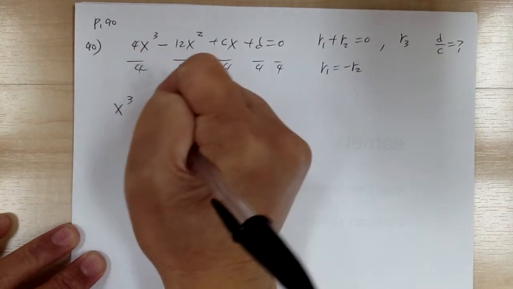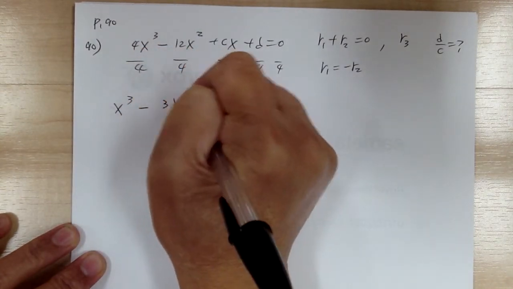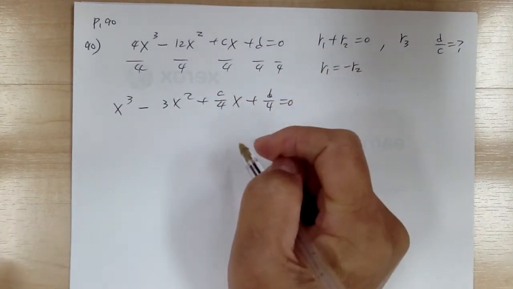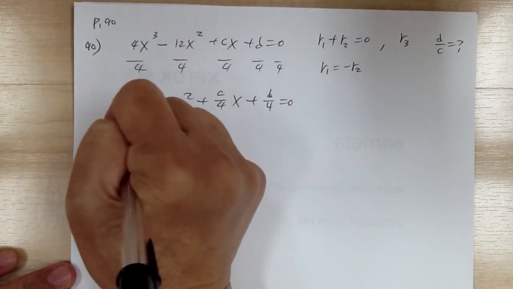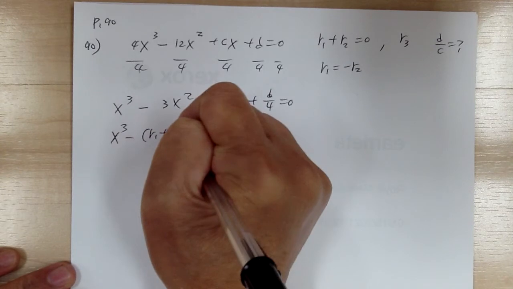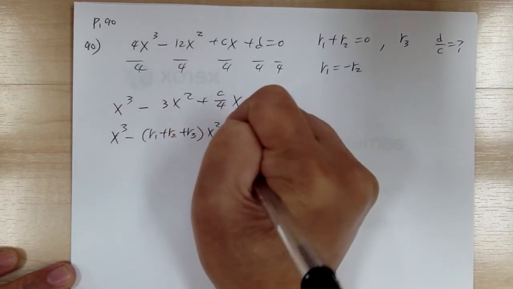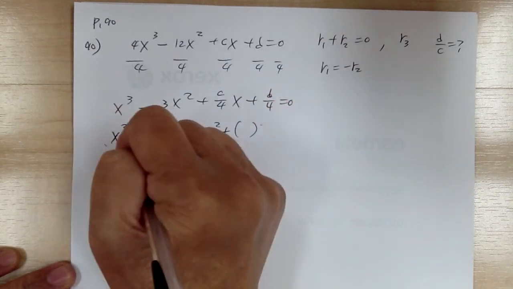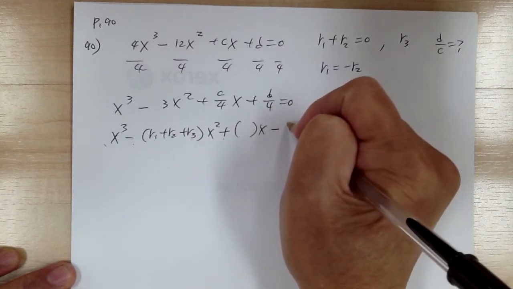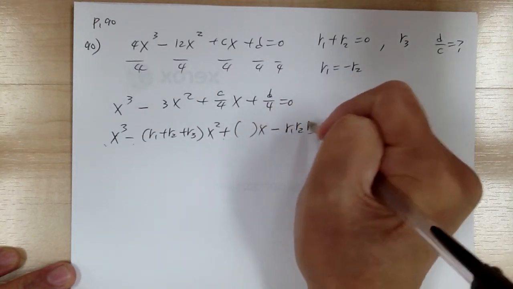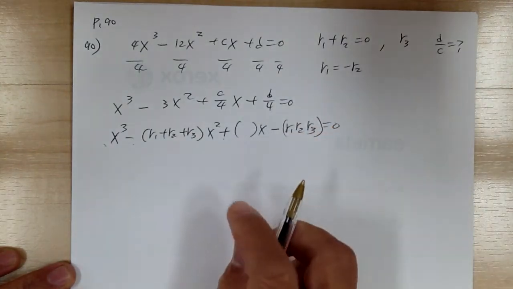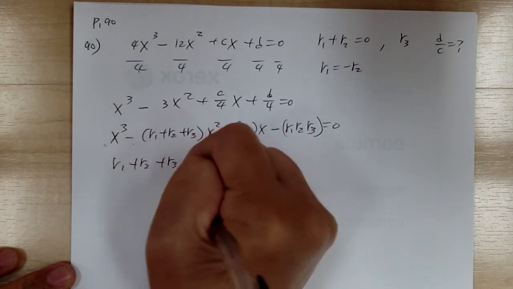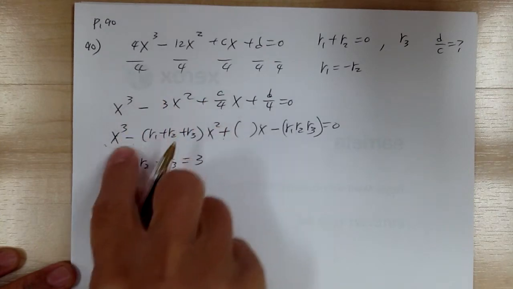So from here, you're going to get x cubed minus 3x squared plus c over 4 x plus d over 4 equal to 0. And the root equation is x cubed minus (r1 plus r2 plus r3) x squared plus something, plus minus r1 r2 r3 equal to 0. Okay, so we're going to do the matching. So this matches with that, so r1 plus r2 plus r3 equal to 3.